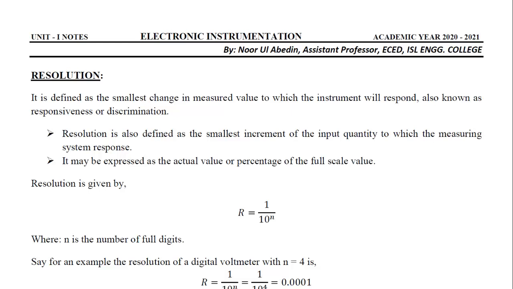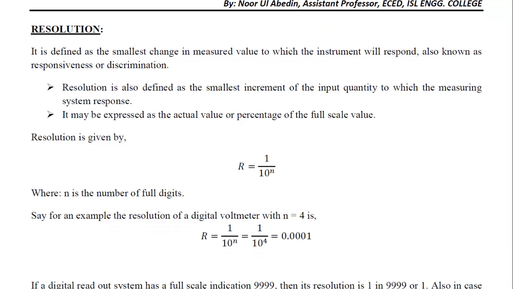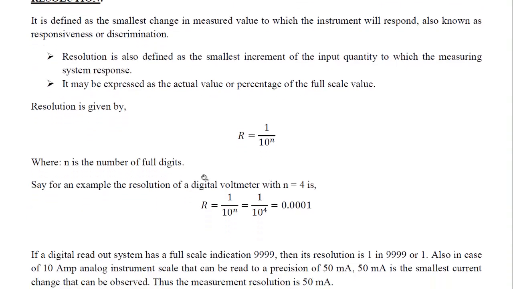Now coming to resolution. Resolution is defined as the smallest change in the measured value to which the instrument can respond. It is also defined as the smallest increment of the input quantity. Now the resolution formula is given by R is equal to 1 by 10 power n, where n is the number of full digits. And this is how you calculate the resolution.